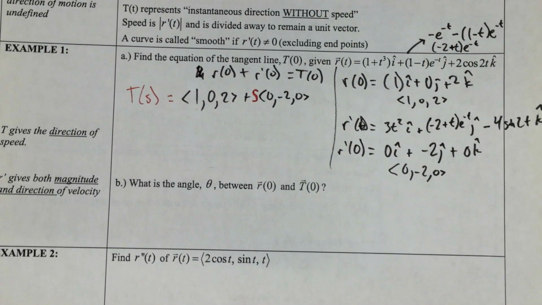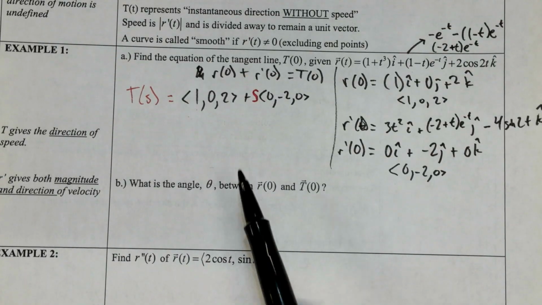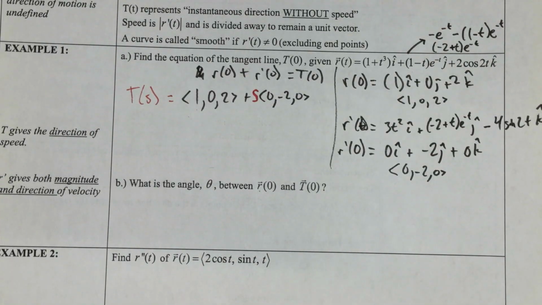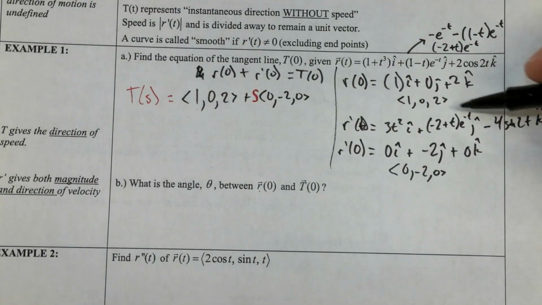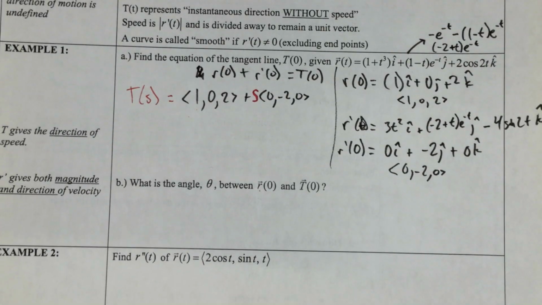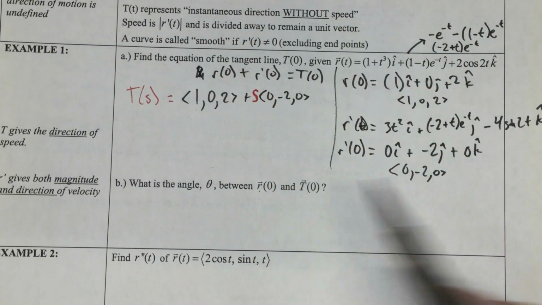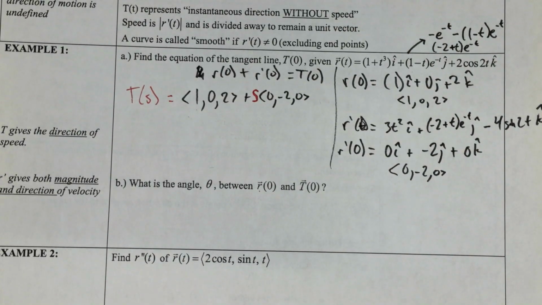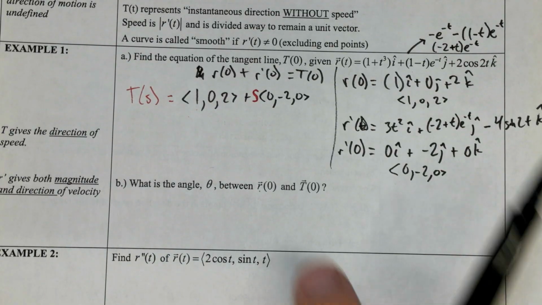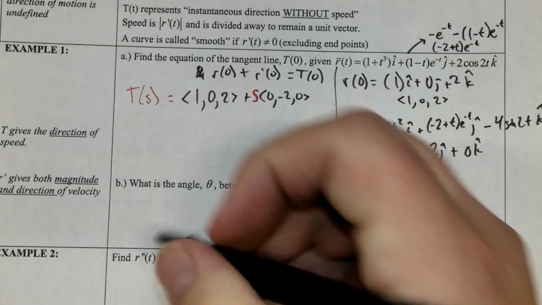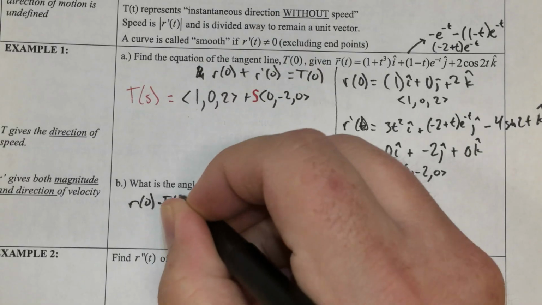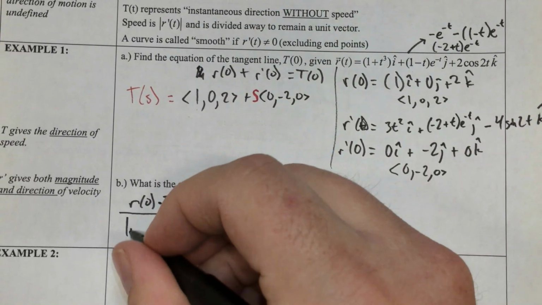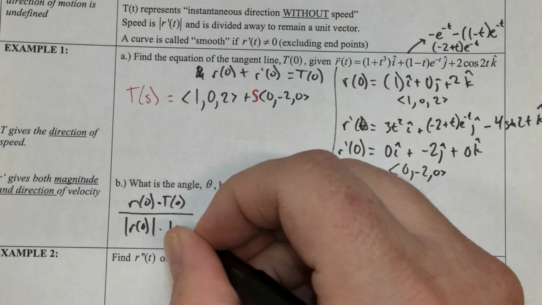Let's go find the angle between these two things, r of 0 and T of 0. Feeling like I made a mistake somewhere, but I'm just going to trust my gut and say we're doing all right. What's the best way to find an angle between two vectors? That would be dot product. So I'm going to do r of 0 dot T of 0 divided by their magnitudes.